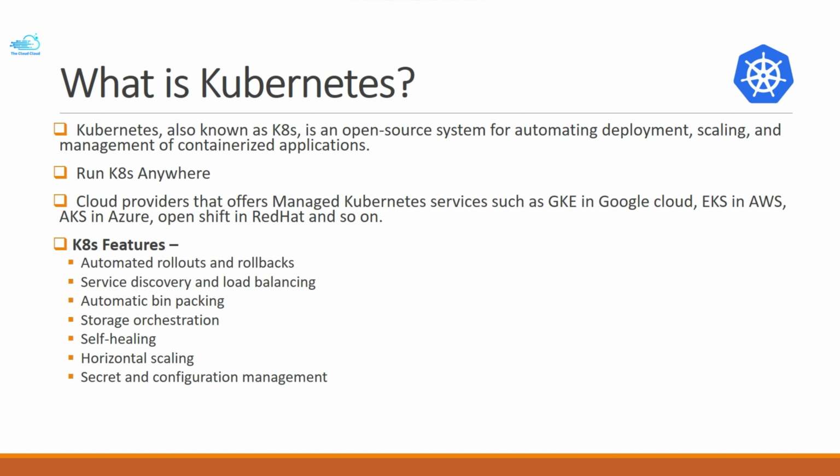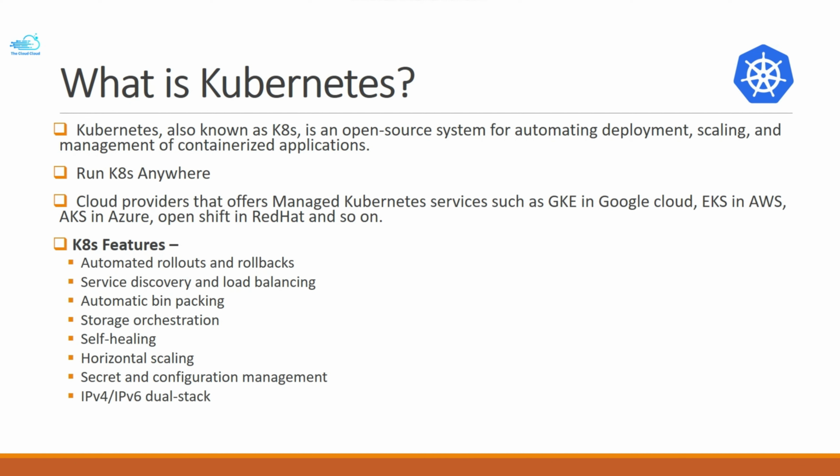Secret and configuration management. Kubernetes deploys and updates secrets and application configuration without rebuilding your image and without exposing secrets in your stack configuration. You don't need to provide all your configuration and your secrets in the deployment manifest. You can create your secret according to your choice. You can create your config map and you can use those secrets as a volume or as an environment variable in your application deployment manifest.